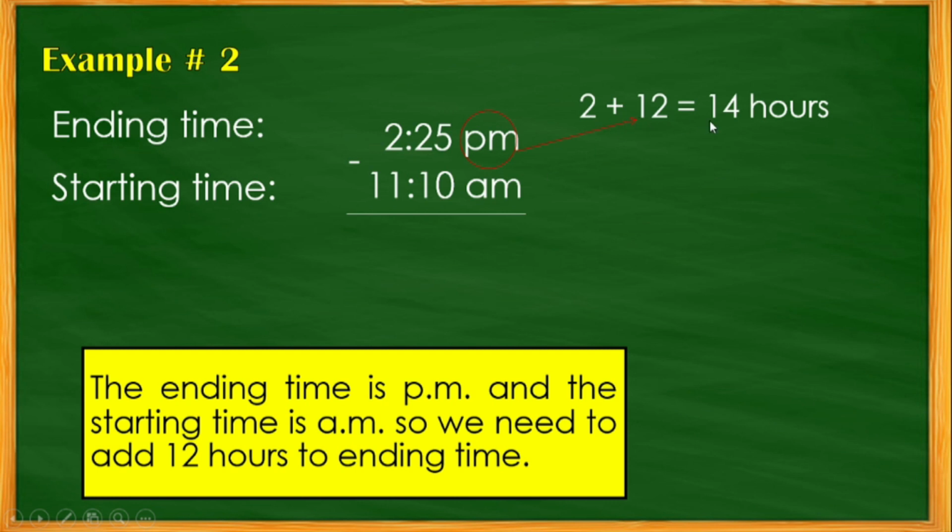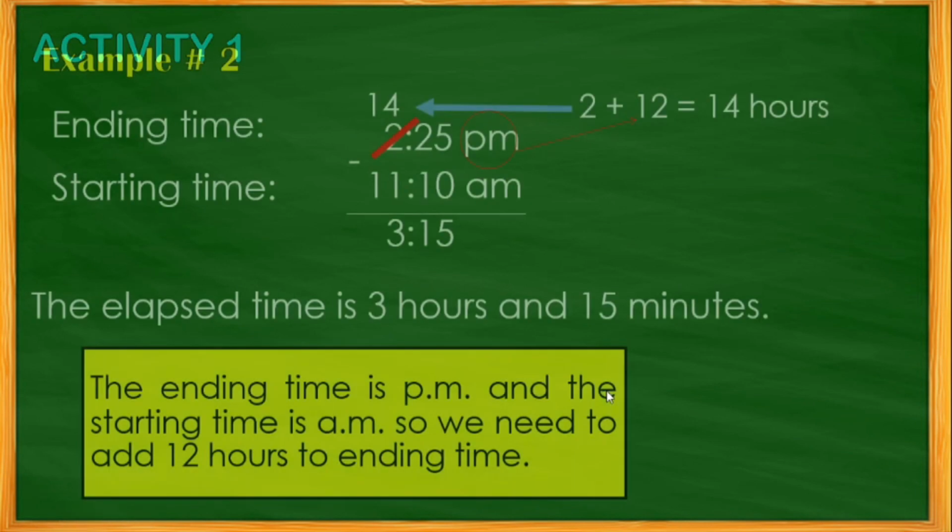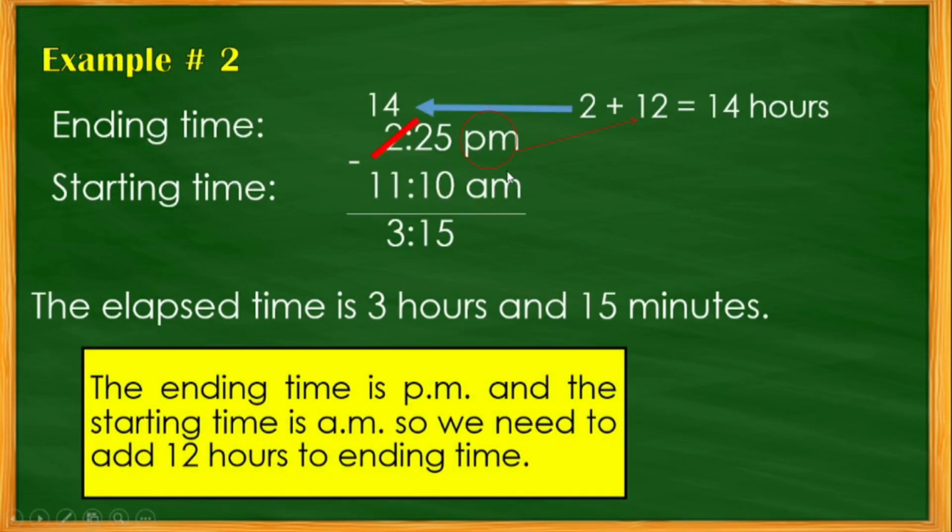2 plus 12 is equal to 14. So it becomes 14:25. Then subtract 25 minus 10, the answer is 15. 14 minus 11, the answer is 3. So the elapsed time is 3 hours and 15 minutes. That's very easy. So if the ending time is PM, we need to add 12 hours.